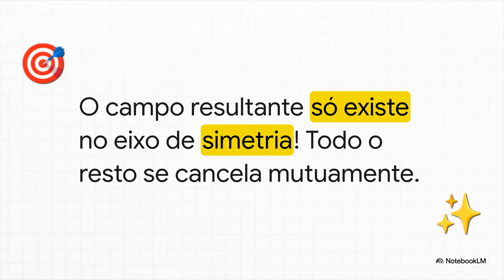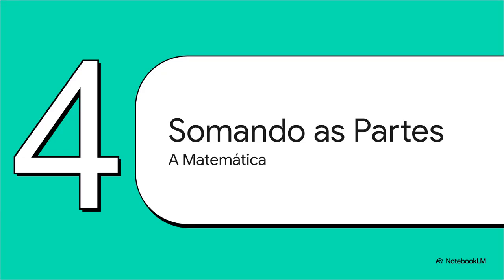So what's the incredible result of all this? The net electric field can only exist along that central vertical axis of symmetry. Everything else just cancels itself into oblivion. I mean, how cool is that? We just used pure logic to make half of our math problem completely vanish. All right, with symmetry as our trusty sidekick, we're finally ready to get into the math, and you're about to see just how much simpler those calculations become.